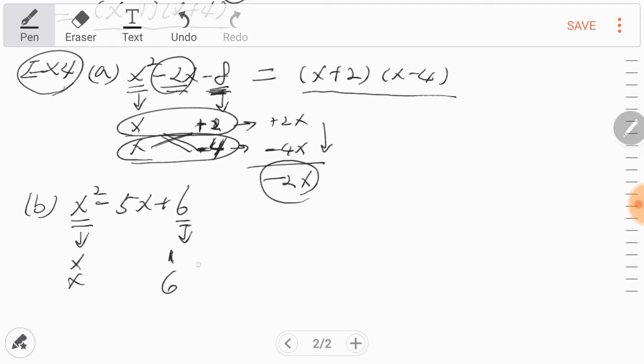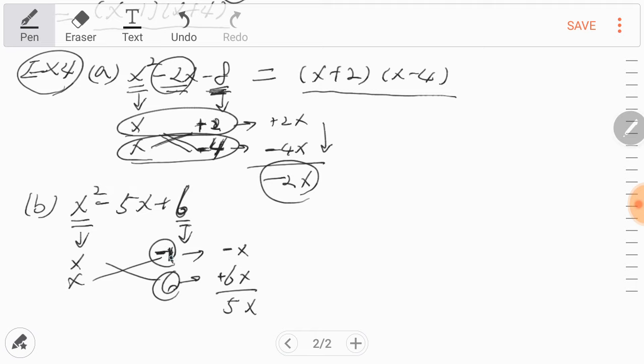But 1 and 6 may not work because this is x, this is 6x. Okay, one of them has to be negative. Then this is positive 6. So this is 5x. Oh, sorry, I'm doing it incorrectly. The product of these two has to be positive 6, so you cannot put a negative sign here.